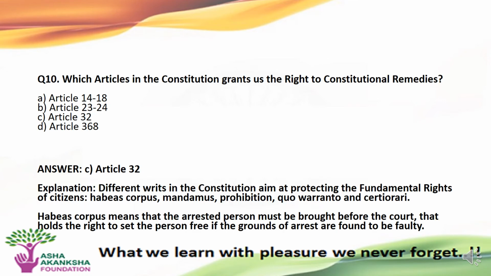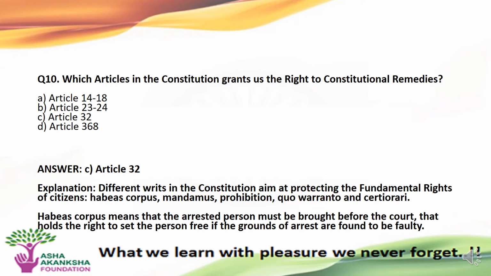The next question is, which articles in the Constitution grant us the right to constitutional remedies? Options are A. Article 14 to 18, B. Article 23 and 24, C. Article 32, or D. Article 368. The correct answer to this question is option C, that is Article 32 grants us the right to constitutional remedies.